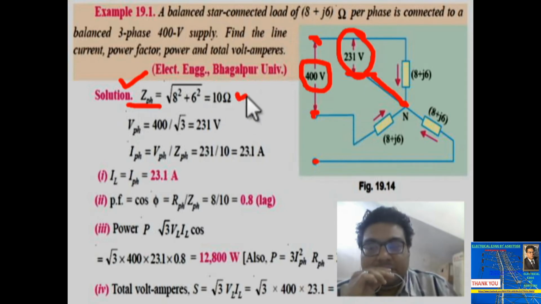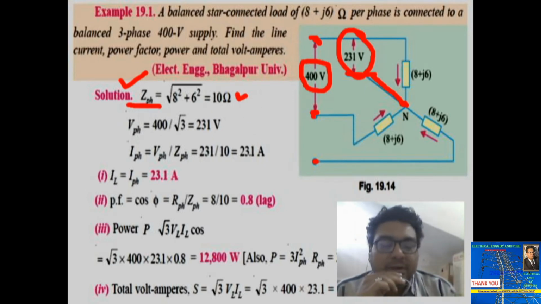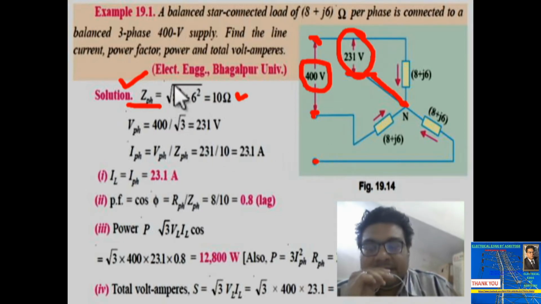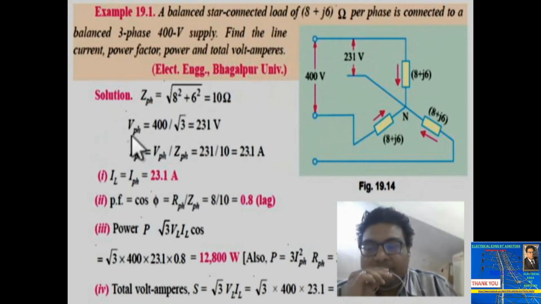So this is the magnitude. You can also convert this rectangular form into polar form by using your calculator. This is the manual method: under root of 8 square plus 6 square, so it becomes 10 ohm. Then the second formula for star circuit, VPH equal to VL by root 3, which converts line voltage into phase voltage. 400 volt is the line voltage divided by root 3, then it becomes 231 volt.